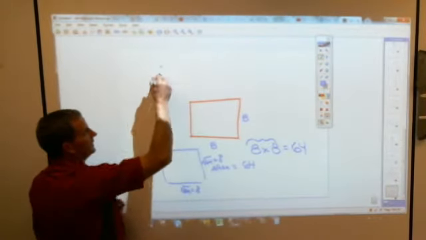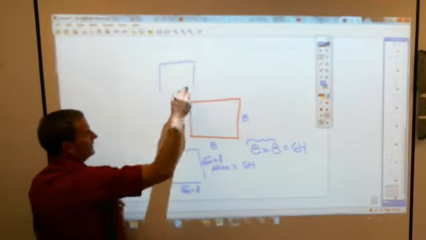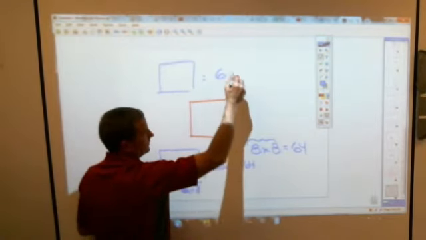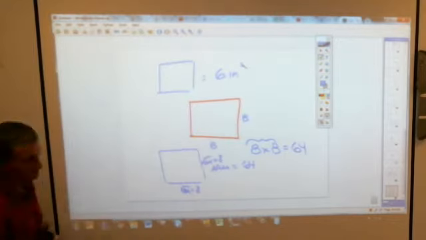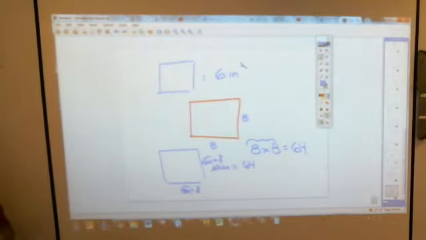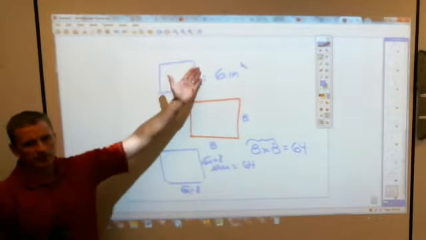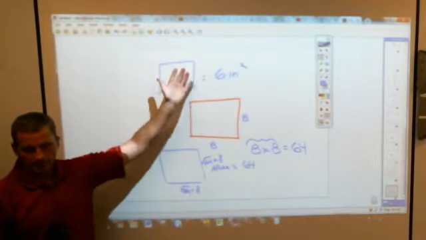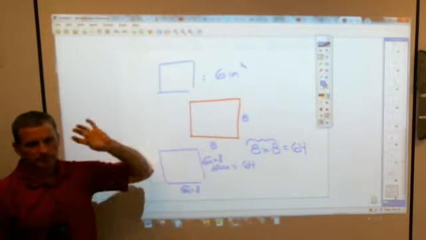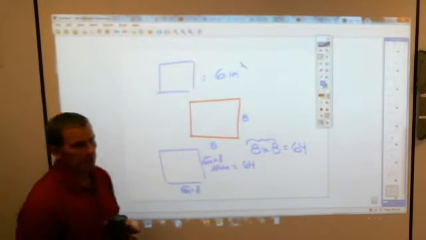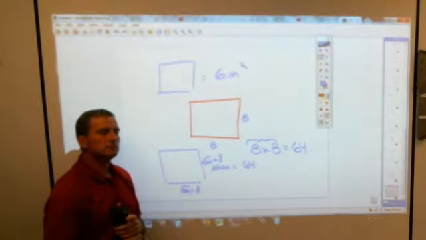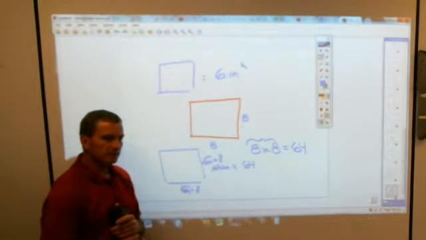If I said a square had an area of 6, and I asked you how long each of the sides is, anybody? Now, here we go. I need you to take 3 deep breaths. On the count of 3: 1, 2, 3.